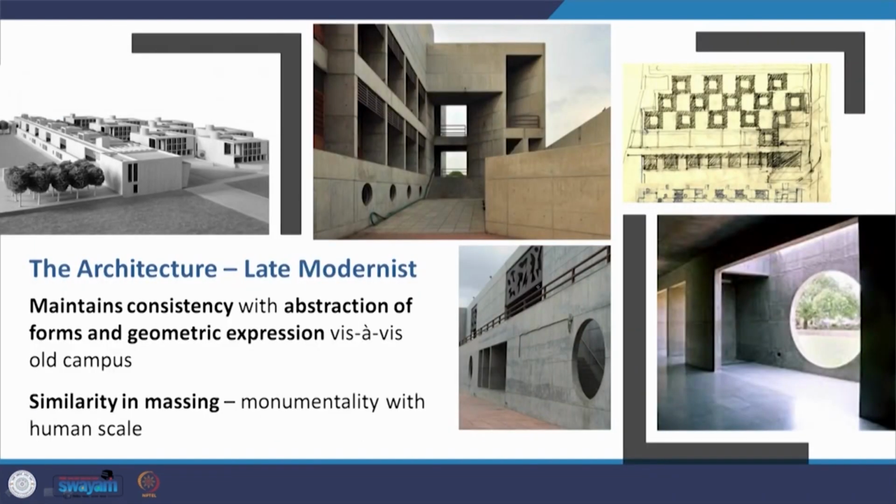Now the architecture in general of the IIM Ahmedabad new campus is late modernist, and it maintains consistency with abstraction of forms and geometric expression in relation to the old campus. The similarity is in massing, its monumentality with a human scale, plus the overall composition itself and the geometrical elements like circular cutouts, etc.